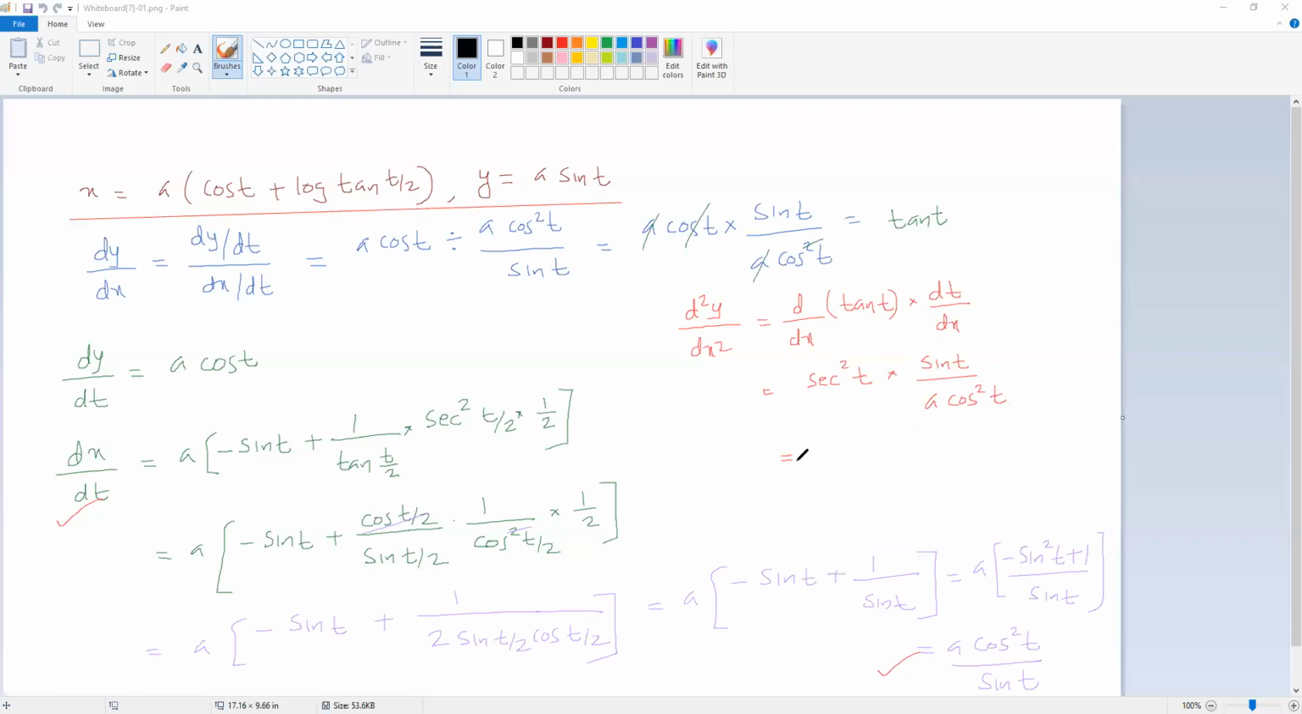Which is equal to 1 by a sin t, and sec square t in the denominator would become cos square t. Otherwise you can take cos square t in the numerator. So you can say it is 1 by a sin t into sec to the power 4 t. You can say it like this.